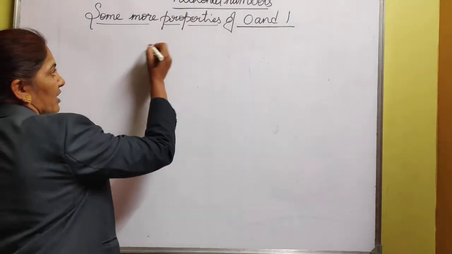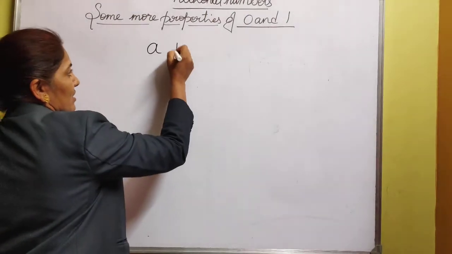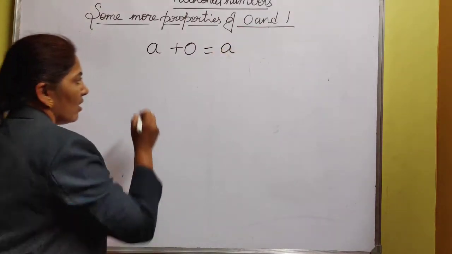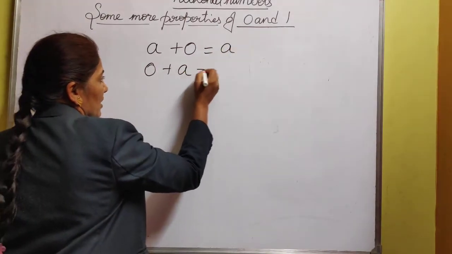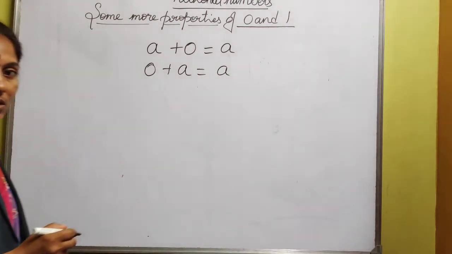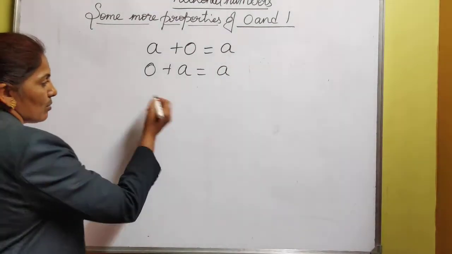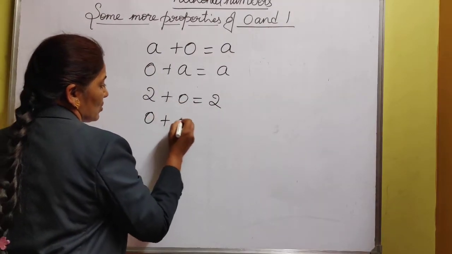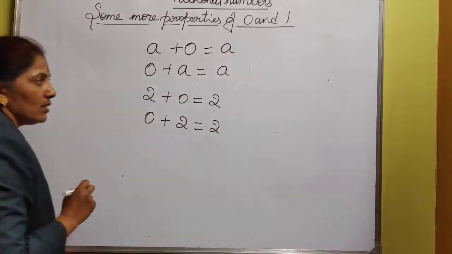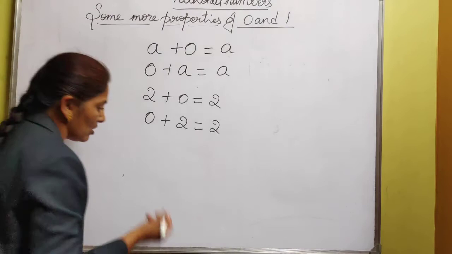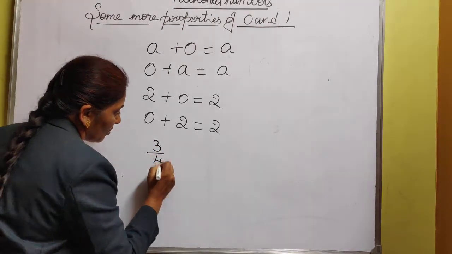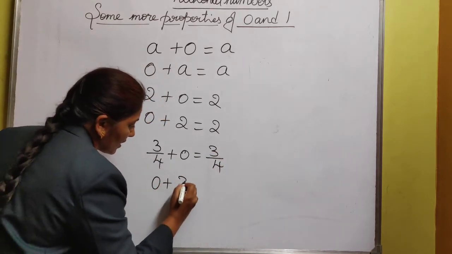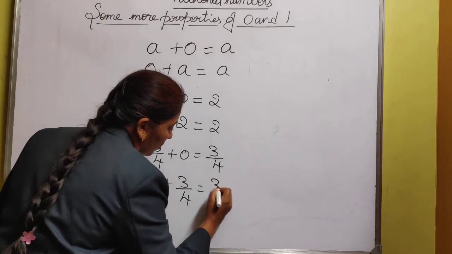Why is 0 an additive identity? When 0 is added to an integer, the sum is again the number itself. A small example: 2 plus 0 is equal to 2, or 0 plus 2 is again equal to 2. This is for integers. When we take rational numbers, 3 by 4 plus 0 is again equal to 3 by 4, or 0 plus 3 by 4 is again equal to 3 by 4.